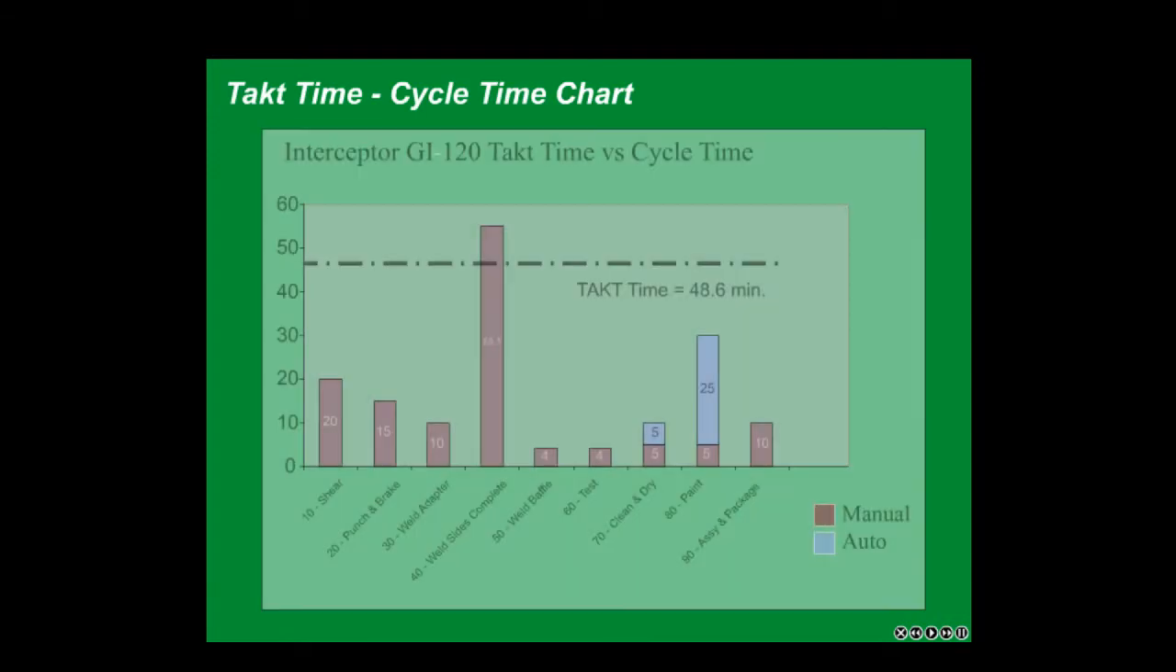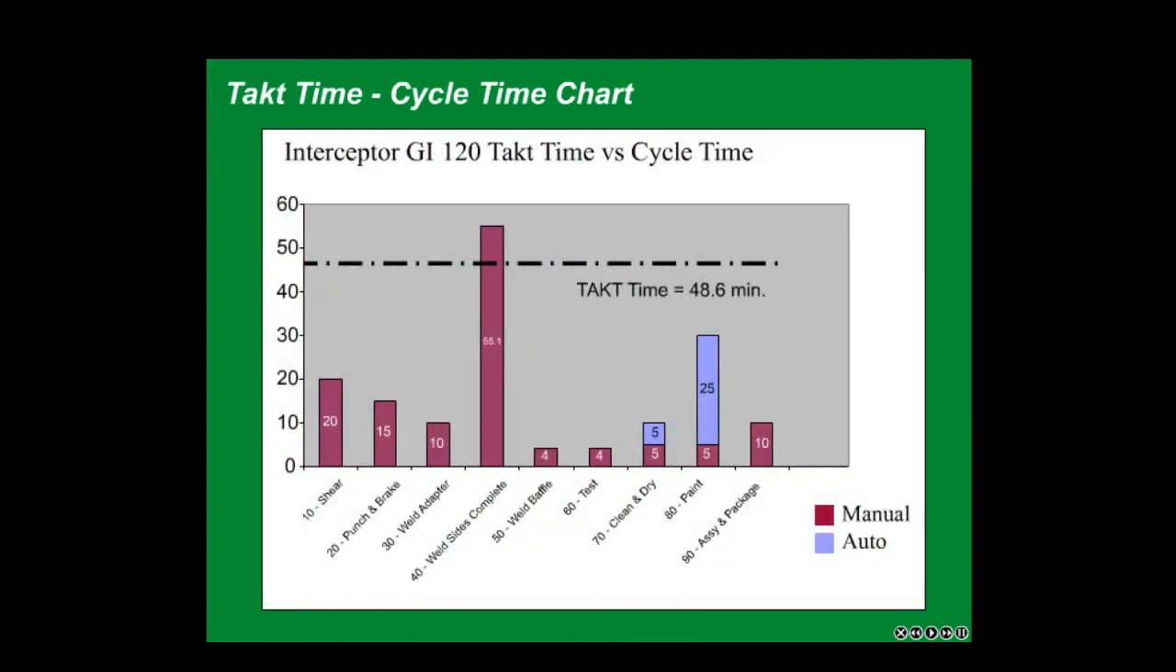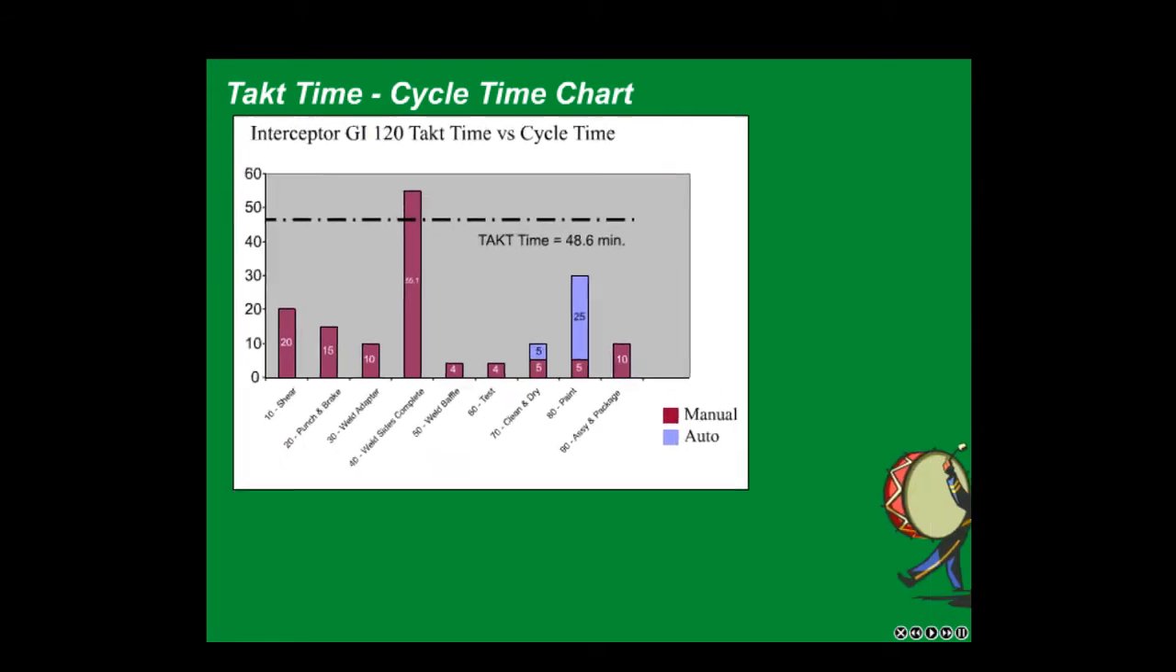We will utilize a graphical technique called the takt time cycle time chart to map the operations and visualize how they relate to takt time. We will use this same chart to aid us in combining operations and determining the number of operators required in the process. Remember takt time?